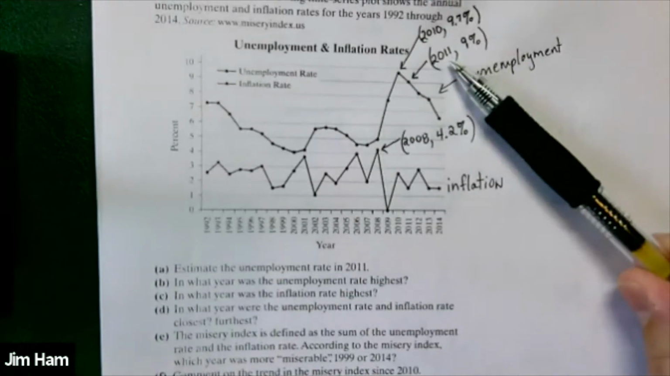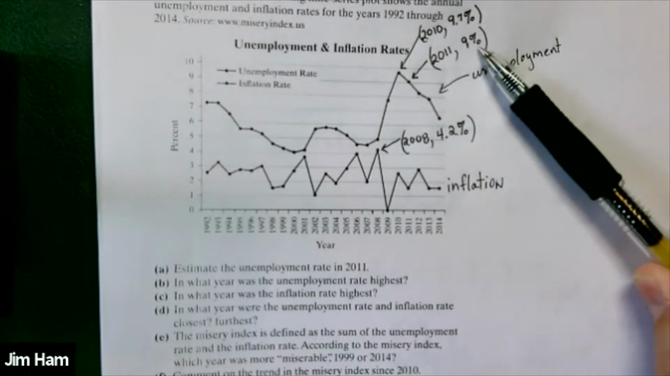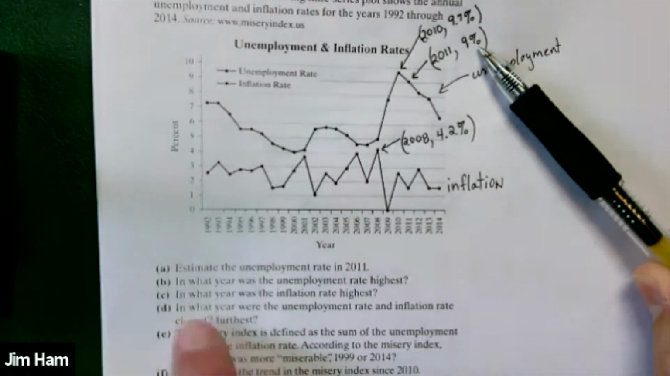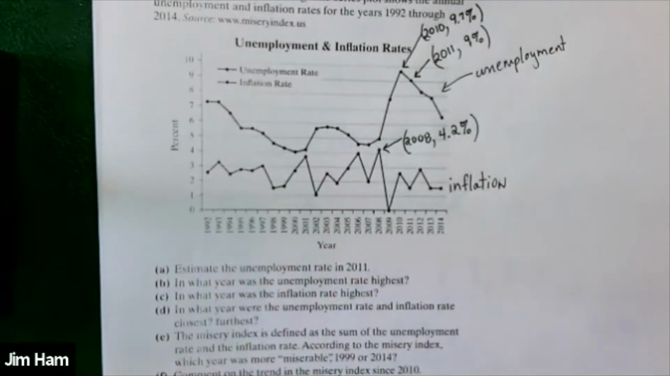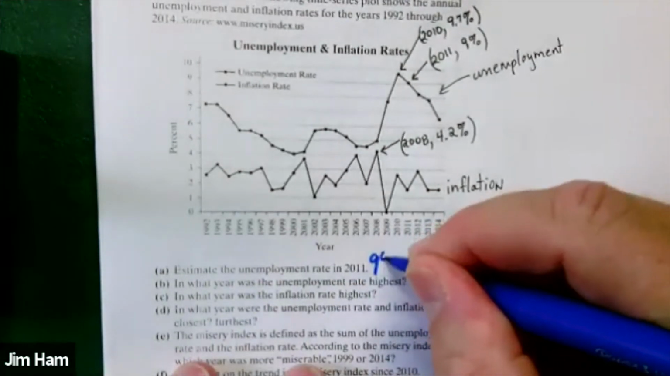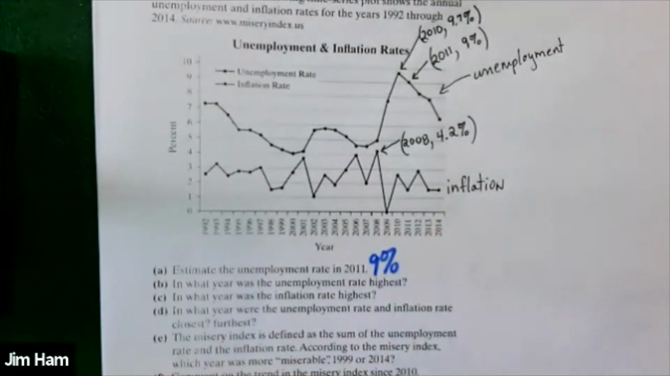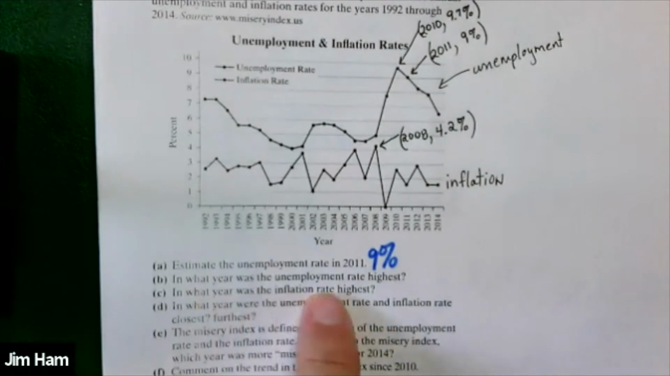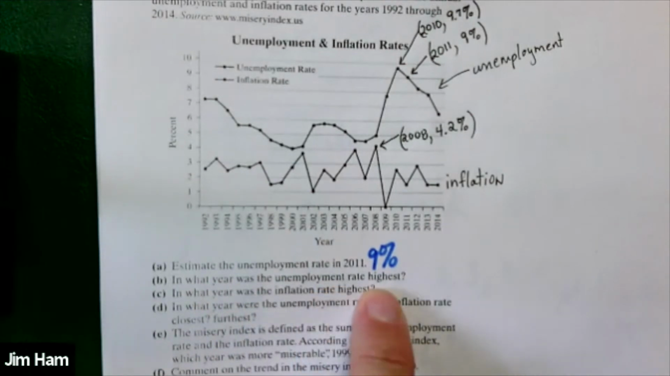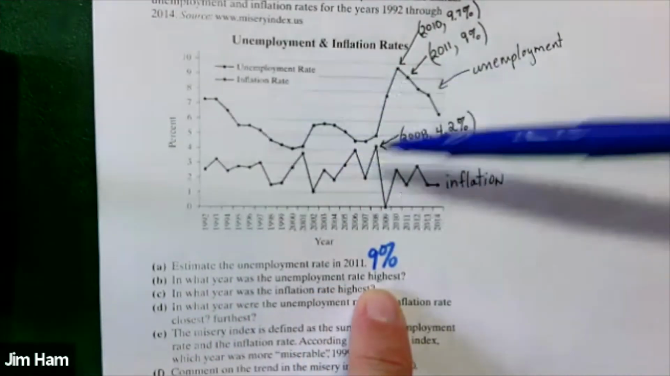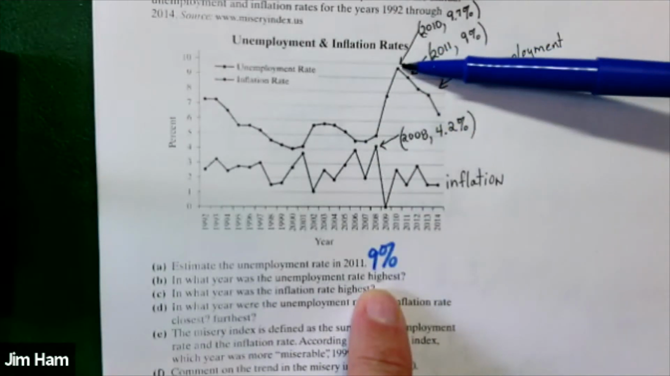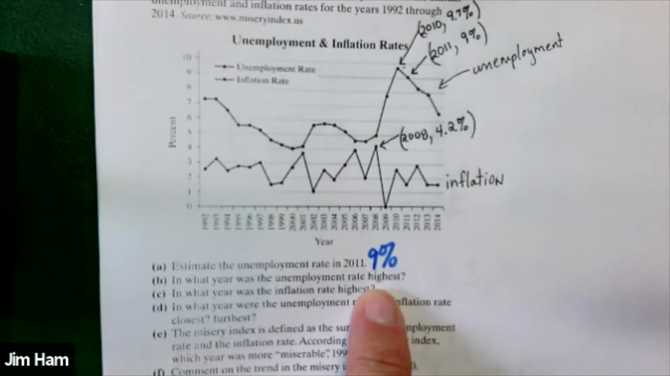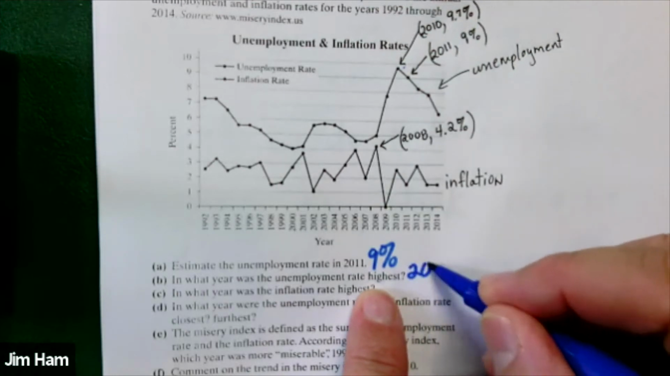In 2011, the unemployment rate was 9%. Okay, so estimate the unemployment rate, and we will say 9%. And what year was the unemployment rate highest? That corresponds to the highest point on the graph from the x-axis, and that year was 2010.